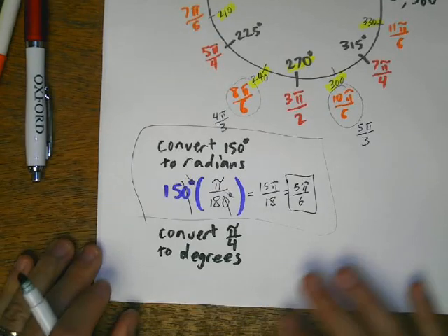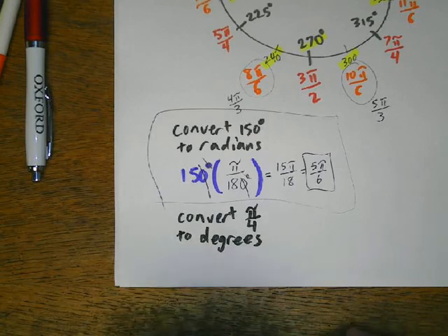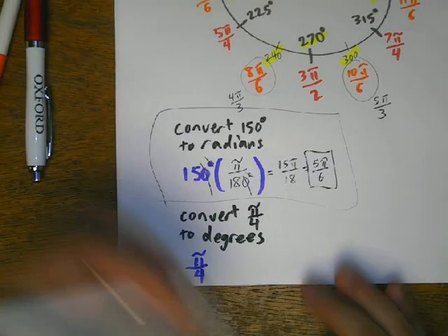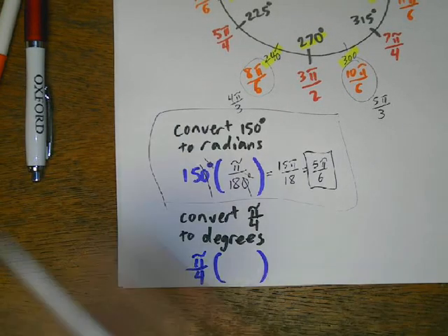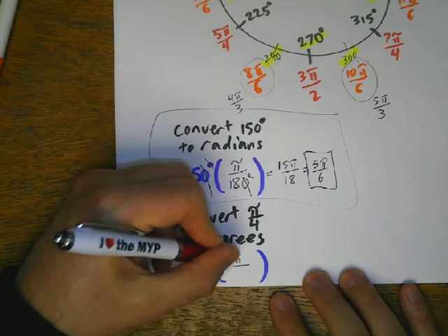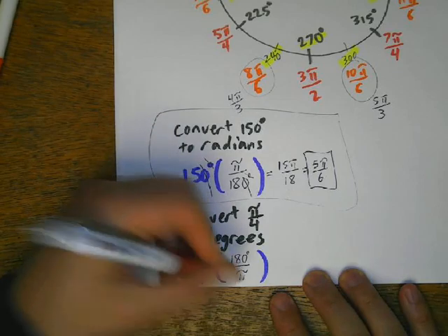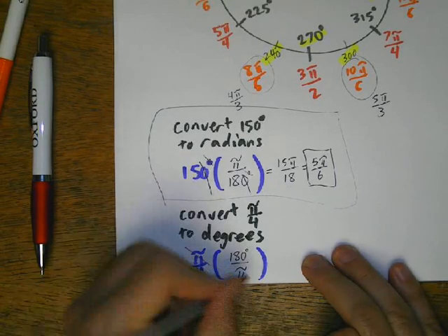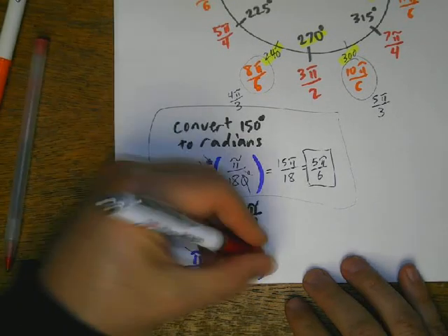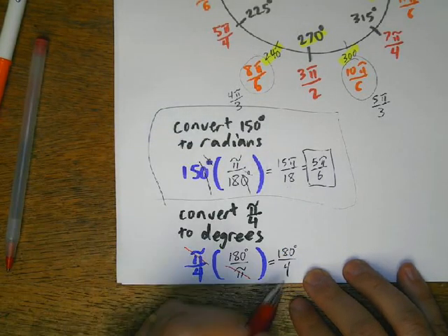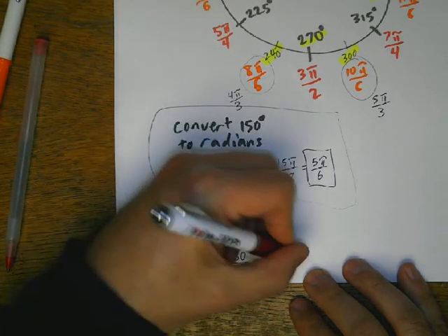So we already know the answer is 45, right? But let's just use the formula. So we've got pi over 4, and I'm going to multiply it by our conversion factor. And like I said before, this time I'm going to use 180 over pi. And so as you see, the pi on the top and bottom cancels out. And now I've got 180 divided by 4. And 180 divided by 4 gives me 45 degrees.